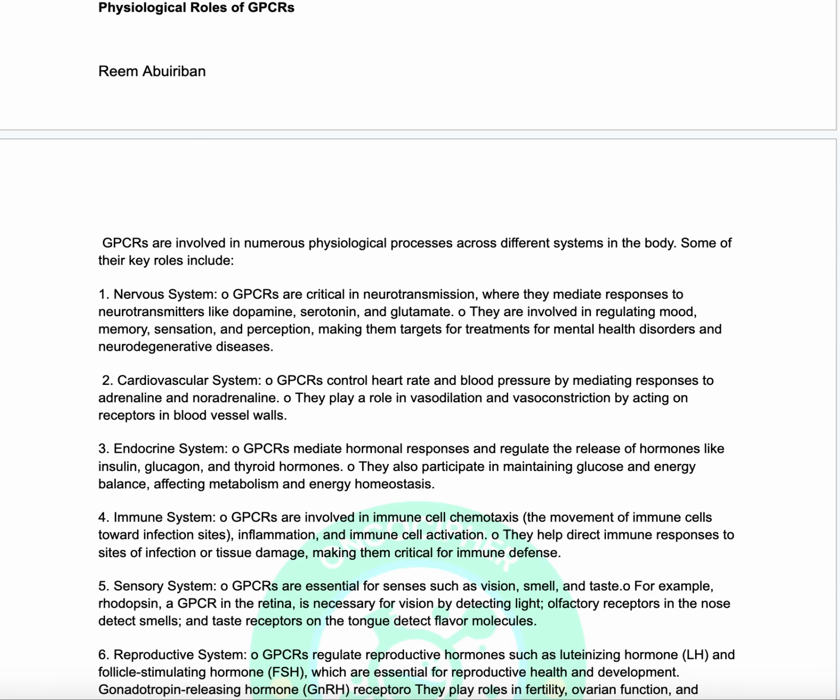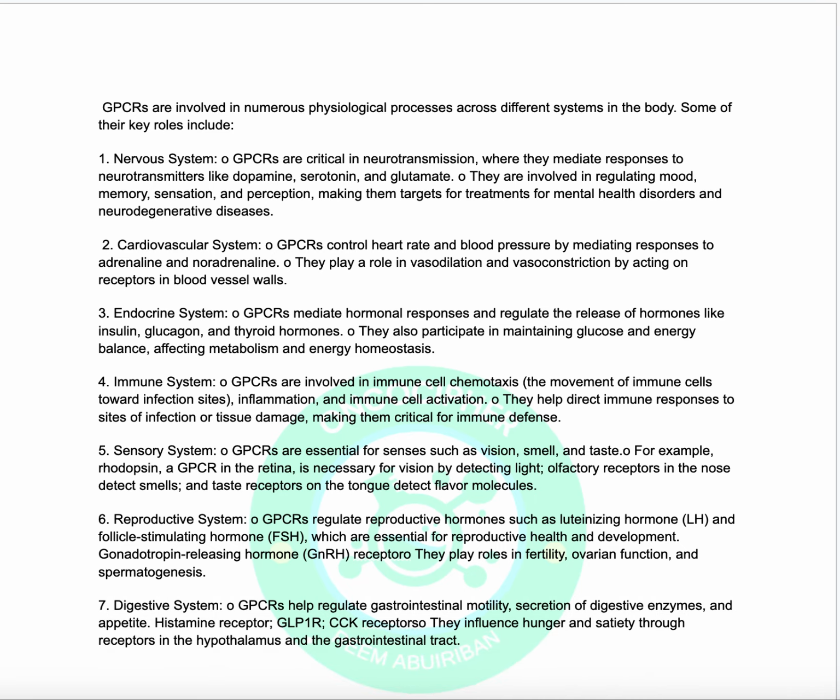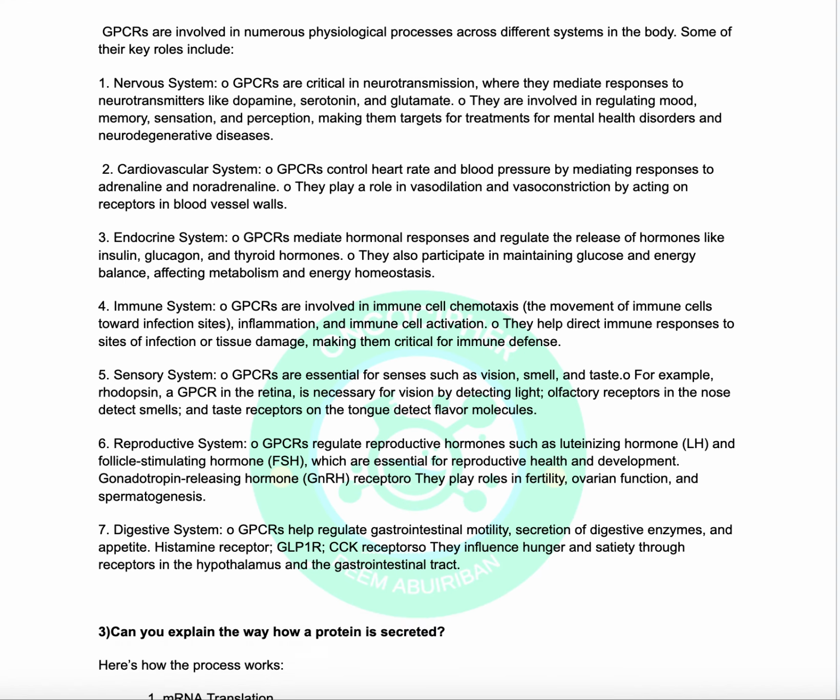GPCRs are involved in a number of physiological processes across different systems in the body, and some of the key roles include: the first one is the nervous system. G proteins are critical in neurotransmission, where they mediate responses to neurotransmitters like dopamine, serotonin, and glutamate, and they are involved in regulating mood, memory, sensation, and perception, making them targets for treatment of mental health disorders and neurodegenerative diseases. Because they are important in neurotransmission, we can use them in the treatment of mental health disorders.